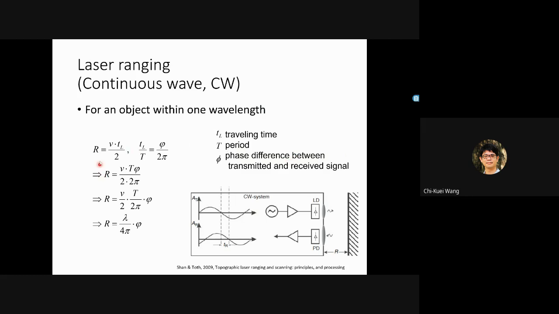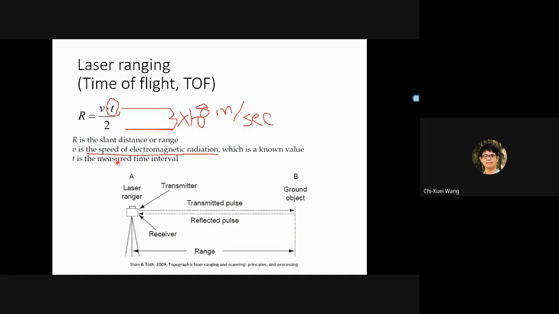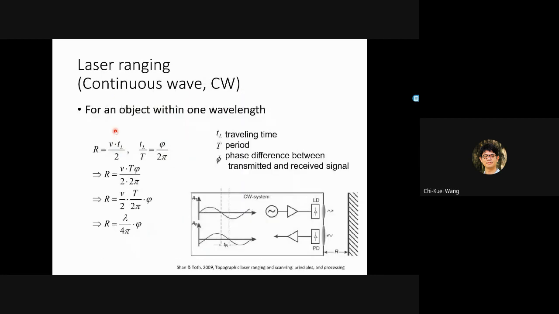The fundamental equation is the same: the range we want to measure equals the speed of light times T_L, the traveling time, divided by 2. So this is exactly the same as the time of flight method. The only difference is how we measure this T_L.